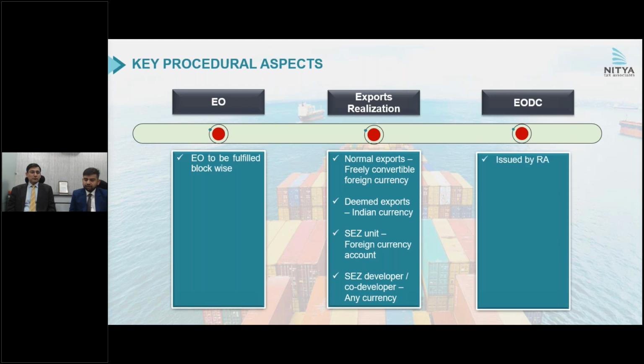At the last, after fulfilling the EO, the exporter must receive the export obligation discharge certificate from the regional authority, and the officer will issue the certificate for this EPCG license.